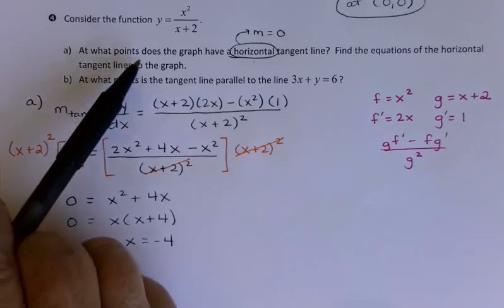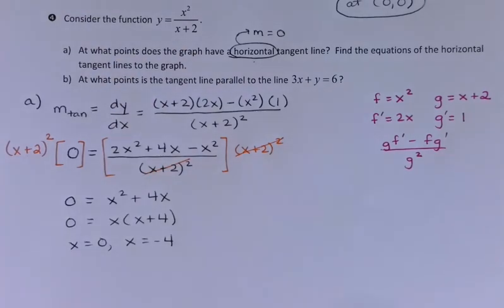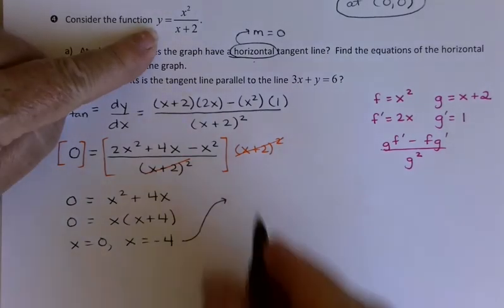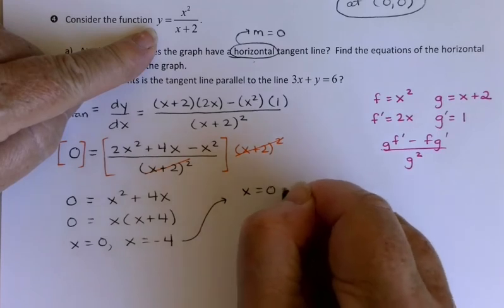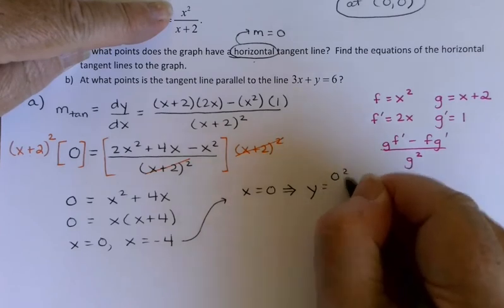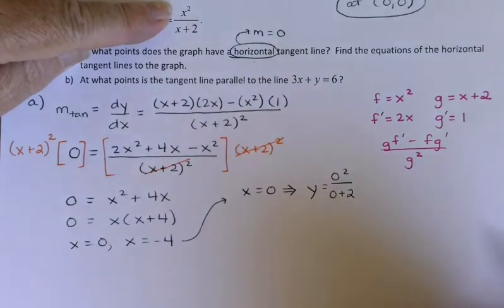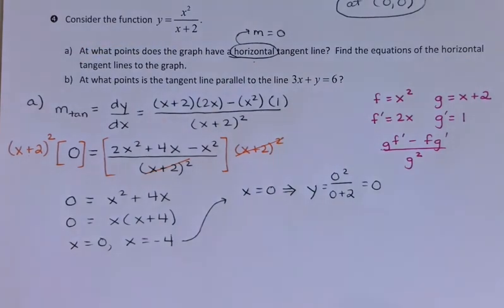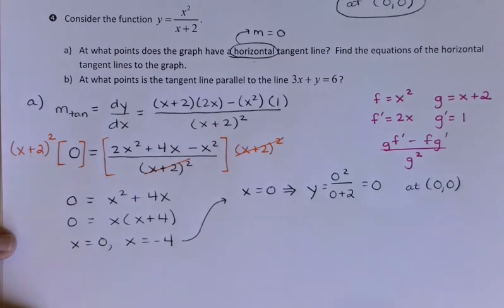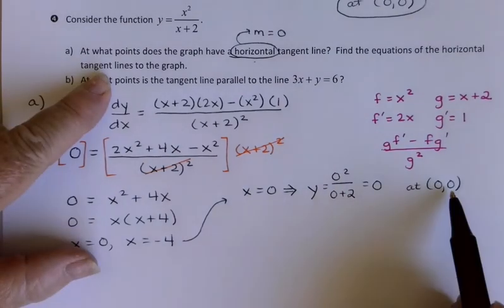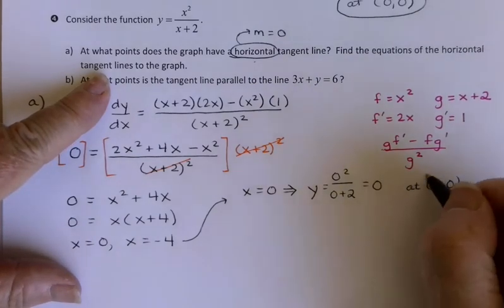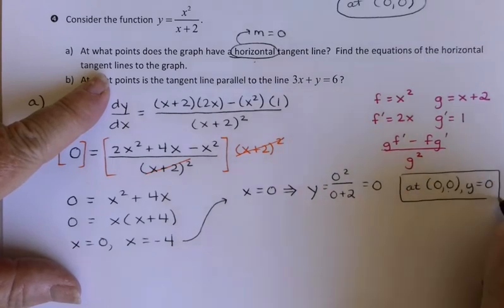All right, this time they wanted the actual points and then the equations of the horizontal tangents. So let's use those x values and get the y values that go with them. If x is 0, then y would be 0 squared over 0 plus 2. 0 divided by 2 is 0. So at the point 0, 0, the horizontal line would have to be y equals 0. That's our first horizontal tangent.